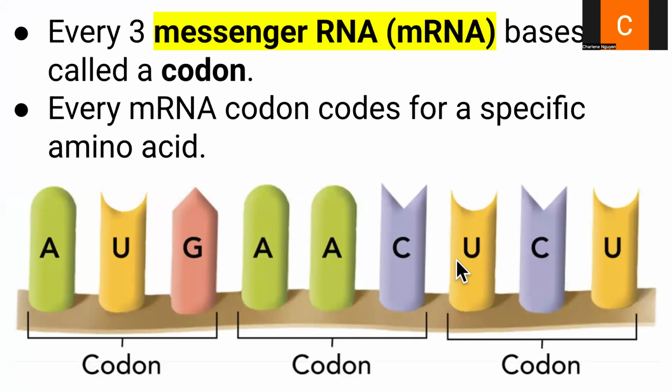So messenger RNA is a long code. Every three RNA bases is called a codon. So every codon will code for a specific amino acid. In this picture, we have three codons, which means that this is going to be an amino acid chain that consists of three amino acids.